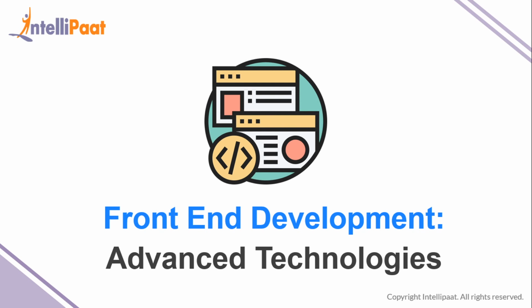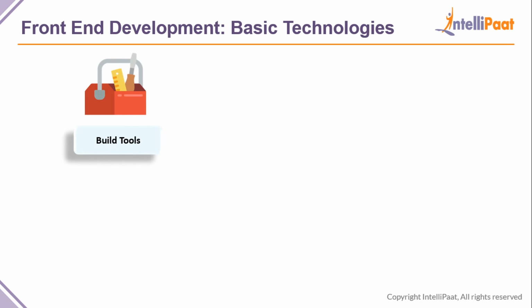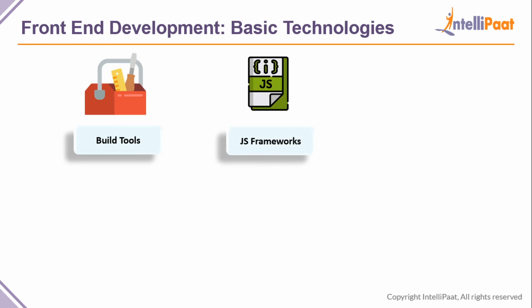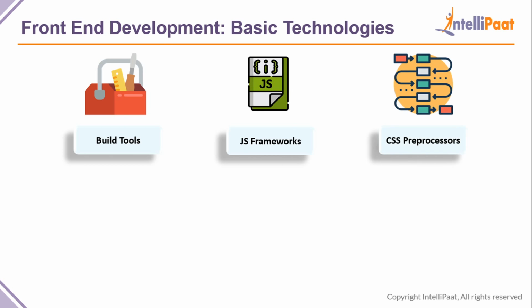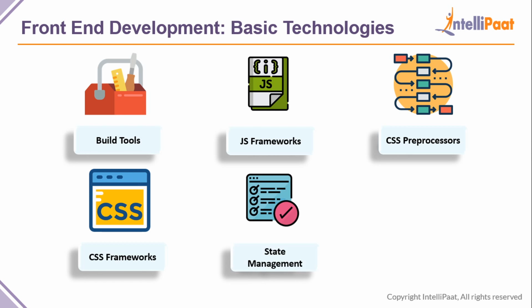So now let's take a look at the advanced technologies. These technologies build on top of the basic technologies that we have learned so far. So let's take a look at them. So there's build tools. So build tools allow you to basically do some of the tedious tasks and automate them. There's JavaScript frameworks, there's CSS preprocessors, there's CSS frameworks, there's state management tools, and then there's testing.